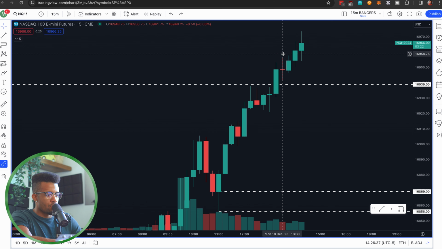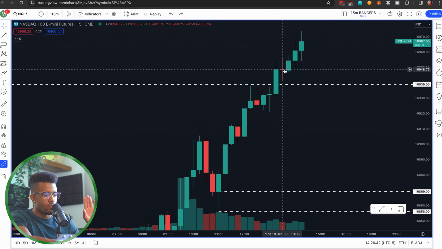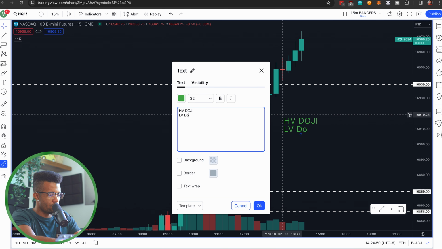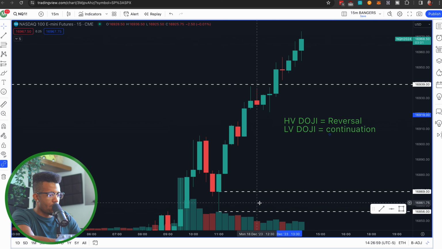So how do we interpret this? This is a continuation candle. So there's high volume dojis and there's low volume dojis. I want you to write this down: high volume doji and a low volume doji. Okay, high volume doji is reversal, low volume doji is continuation. Okay, that's how we read them.